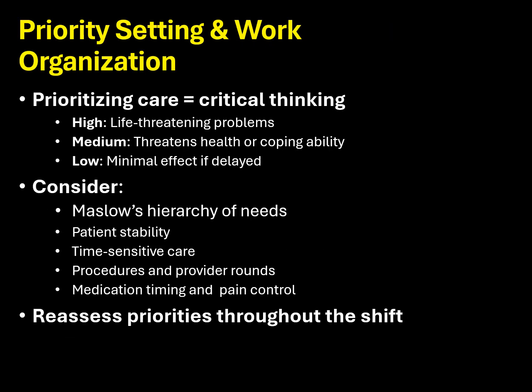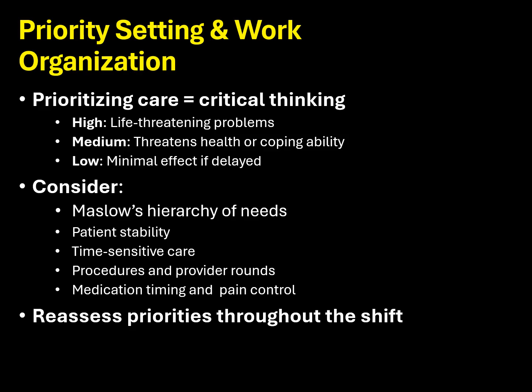In nursing, critical thinking is essential for setting priorities. Not all problems can be addressed at the same time, so we must decide what is important. We divide problems into levels. High priority problems are life threatening and must be managed right away. Medium priority problems threaten health or coping ability and should be addressed soon. Low priority problems may be important but can safely wait if needed. Prioritization is guided by Maslow's hierarchy of needs, starting with physiological needs like breathing, circulation, and pain control.